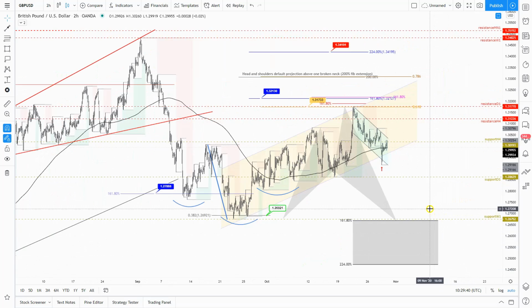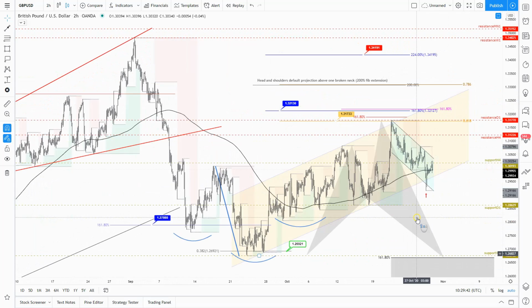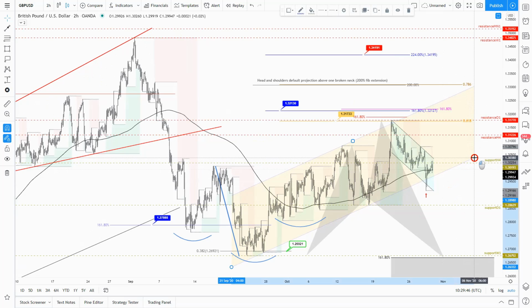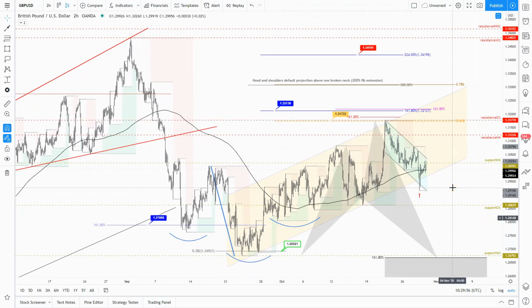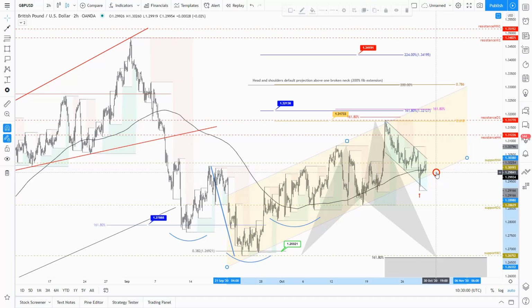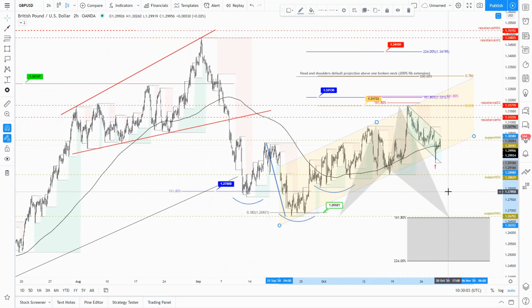The cable is still trading inside, as you can see, a channel here. There's an ascending channel. We can call it a parallel structure. And as we can see, the cable is still trading inside this range between this ascending channel, and I would not be surprised to see the market reacting from this trend line support. But we need to wait.